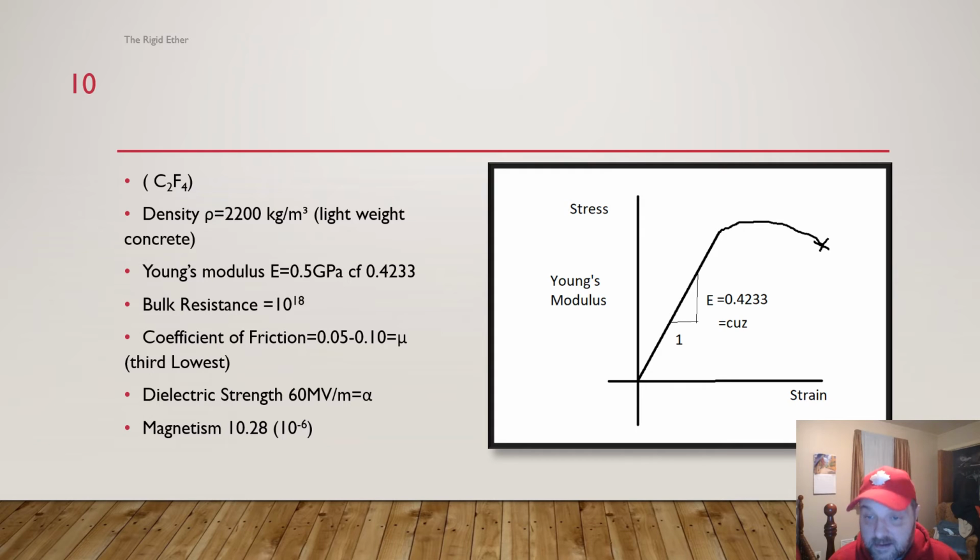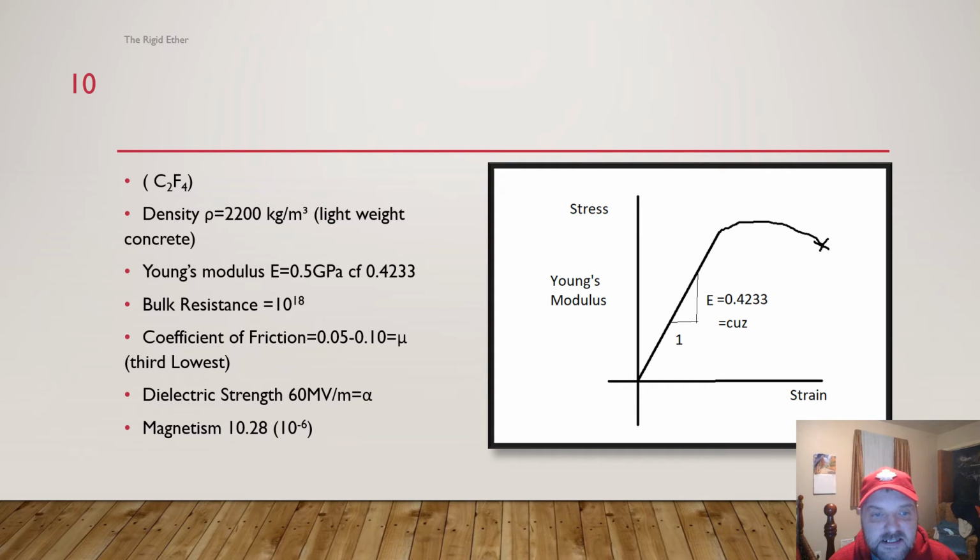So here we have the common diagram of the stress versus the strain, which we see in structural and civil engineering, and the slope of that linear portion is the Q's, 0.4233. We don't worry about the deformation or the rupture, just the linear portion. So the coefficient of friction ranges between 0.05 and 0.1, which is noted as mu.